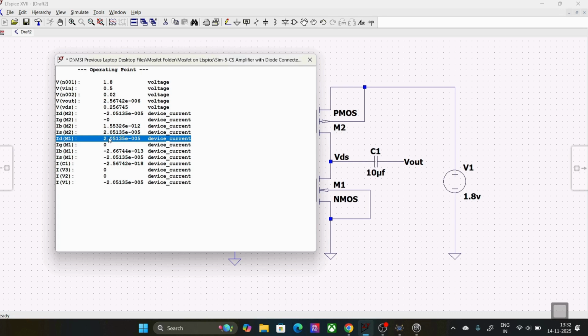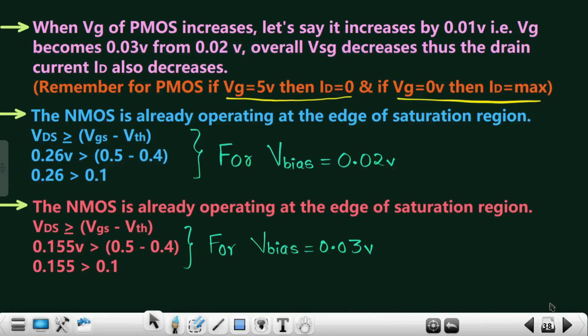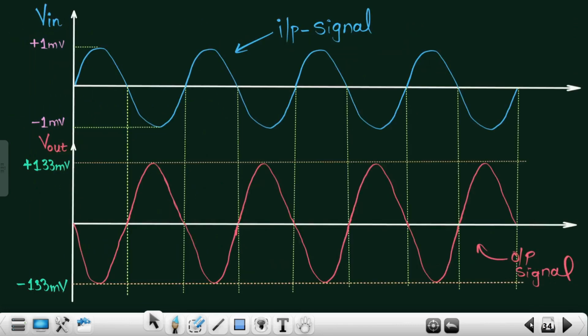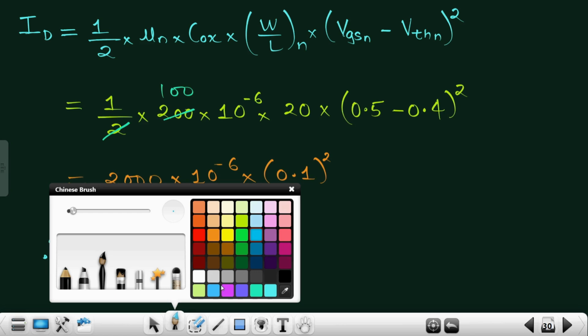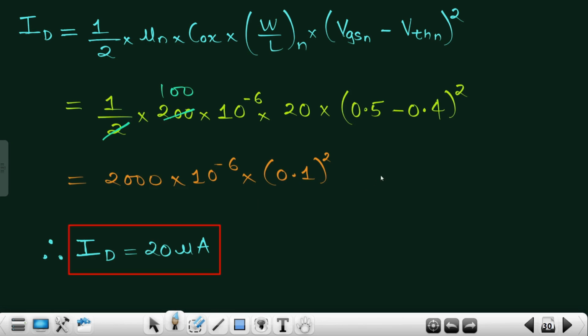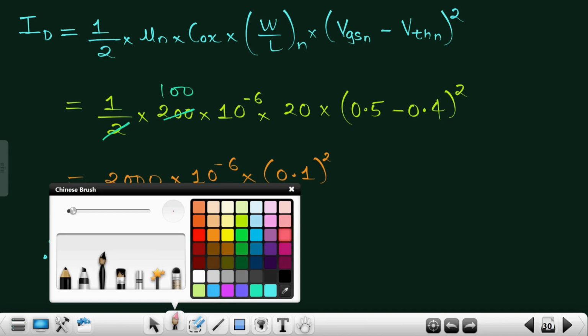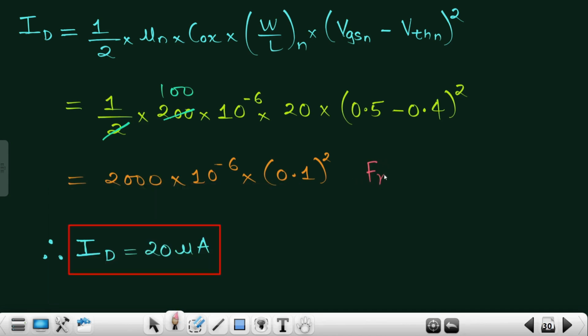Okay, just have a look over here. It is 2 point... I'll just write this particular value somewhere. Rather, I'll prefer to write over here, where we got the theoretical value for ID. So right now we are focusing on the practical value for the ID, which we got from the LT Spice, right? So let me just write over here, from LT Spice.